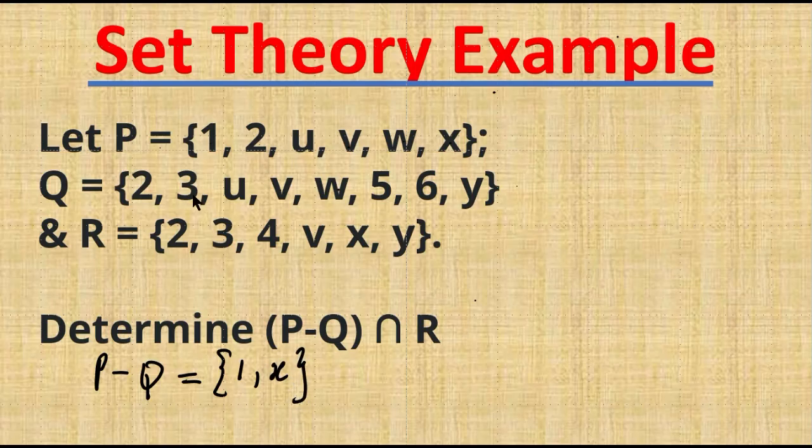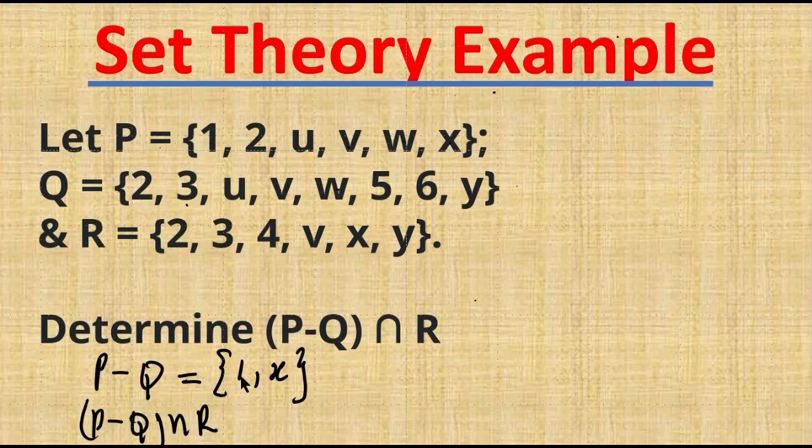Don't make the mistake of including items like 3 that are in Q and not in P, or 5 and 6. Don't make that mistake. Now we take the last phase, which says (P minus Q) bracket close, intersect R. Intersect R means items that are in P minus Q and also in R.